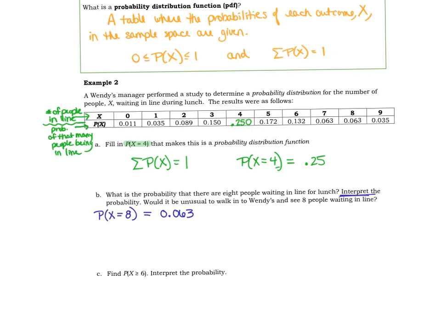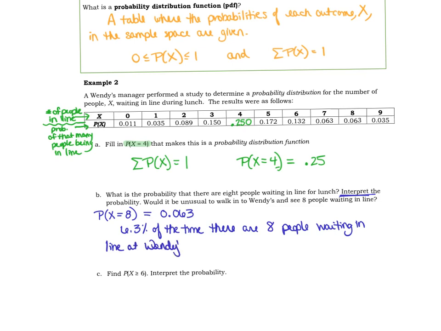So again, finding that number on the table is not a difficult question. What I need you to really understand is what in the world does it mean? Now, I'm going to write this answer in percentage form because that's how we speak when we talk to each other. We don't usually talk about the decimal form. So I would say 6.3% of the time there are 8 people waiting in line at Wendy's during lunch.